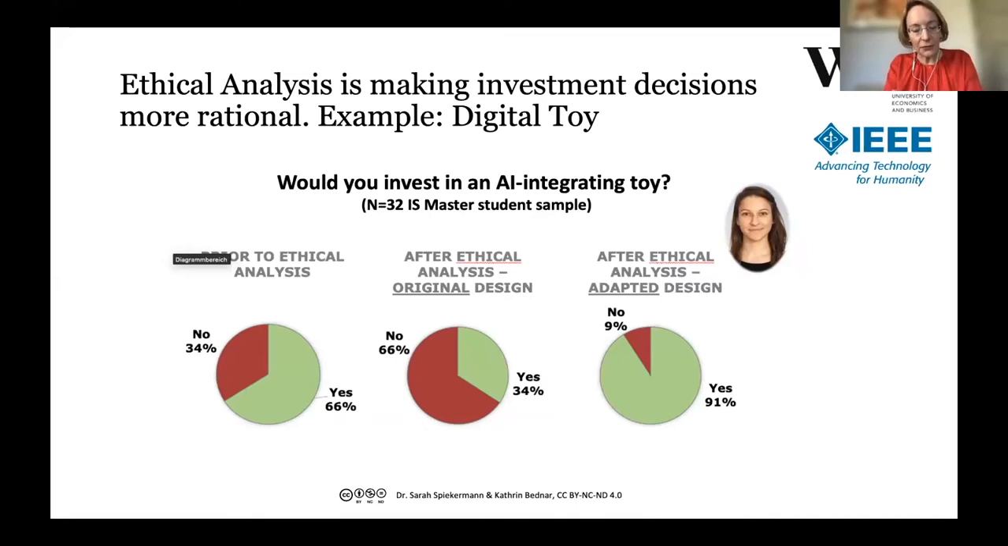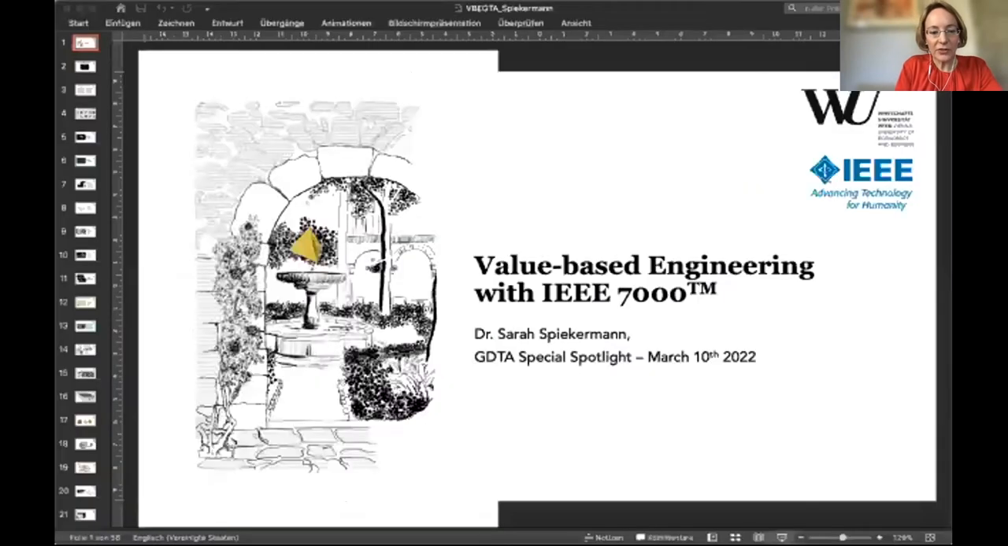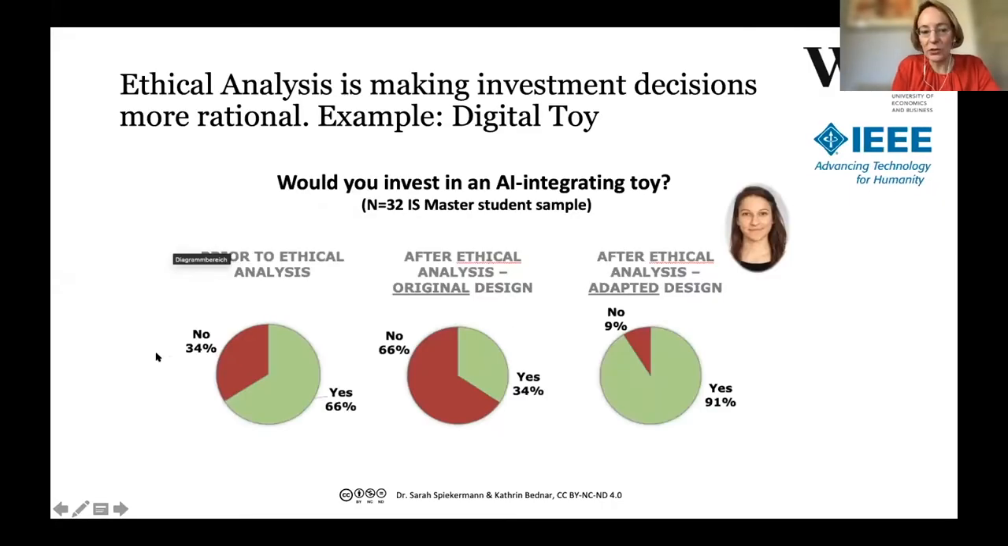But then if they are able to make suggestions on how to improve the product, to adapt the design and to work towards an ethical design, then in the end, in the majority, 91% would say yes, I will invest in the technology, because they see a technical avenue on how to address the potential negatives of a technology. So this investment path is a major reason to convince venture capitalists and banks to invest in value-based engineering with IEEE 7000, because it leads to more realistic investment decisions and shows a path to a more ethical design.